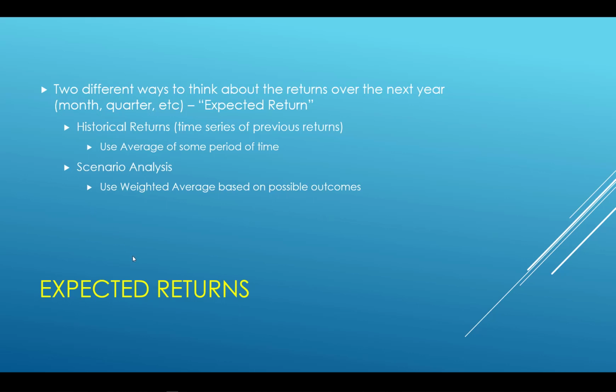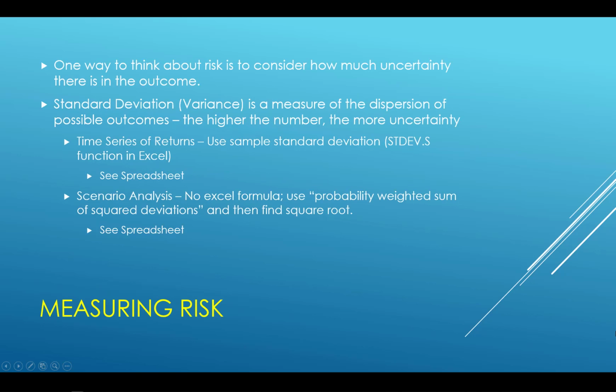Okay, in the last video we finished off by looking at the notion of expected return and how we might come up with that number by looking at historical returns, that is a series of returns, and then also using scenario analysis. So let's move on and take a look at measuring risk. One way to think about risk is to consider how much uncertainty there is in the outcome. So uncertainty and risk are very good synonyms.